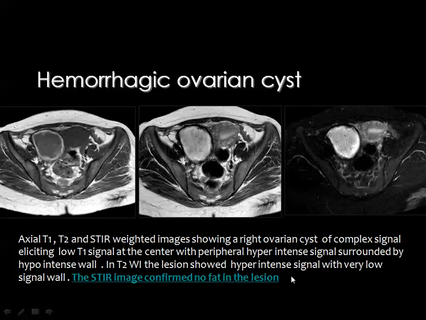Whenever you are confronted by a cyst which is of high signal in the T1 weighted image, you should have some of the sequences which suppress fat in order to be sure that you are looking at not fat but blood. And this is an example here, the cyst in the T1 and T2 weighted image, and in the STIR image or any of the fat suppressed images, you see that the cyst is not suppressed, meaning that it contains blood.